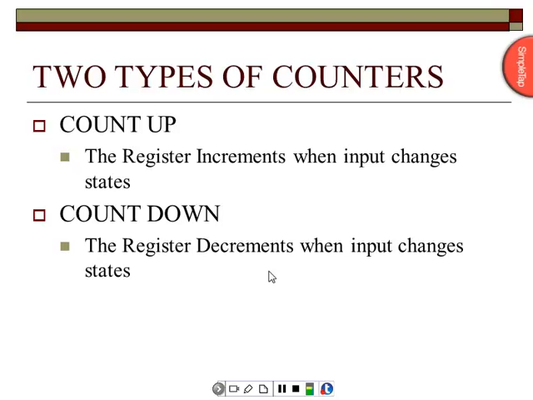So if I count up, that means that the register increments by 1. That means it goes up by 1. I prefer to just be simple and say it goes up. So if I'm on 1, I throw the switch, it goes to 2. I throw the switch, it goes to 3. Throw the switch, it goes to 4. I don't need to keep doing that, right? I think y'all have all passed first grade. So this is first grade simple.